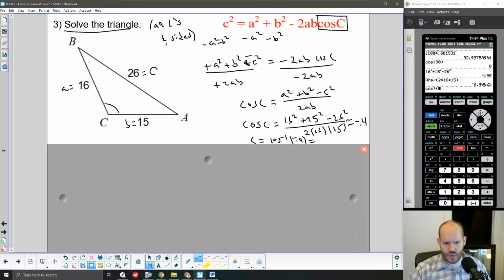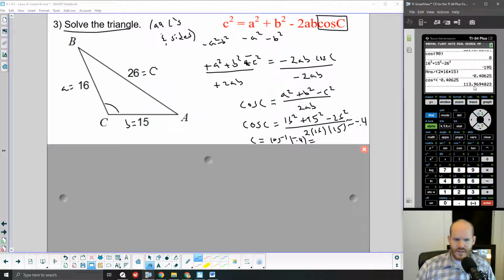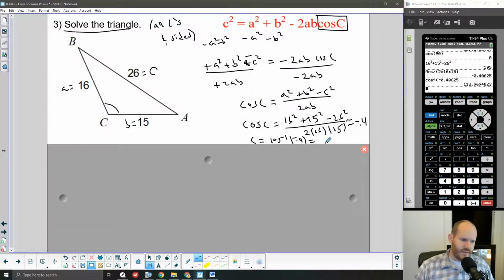It's a negative 0.4, cosine inverse of negative 0.4. I will actually go back up and highlight the full number so that I'm not going to get an approximation error. It'll give me 113.96, so if I'm rounding that to the nearest tenth, that's 114 degrees. Okay.